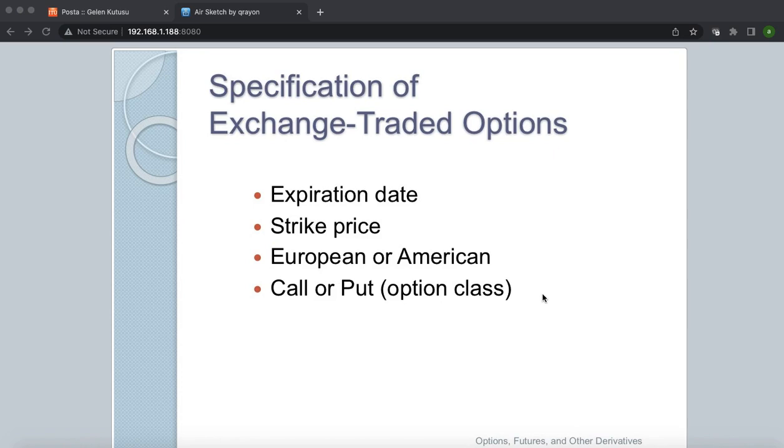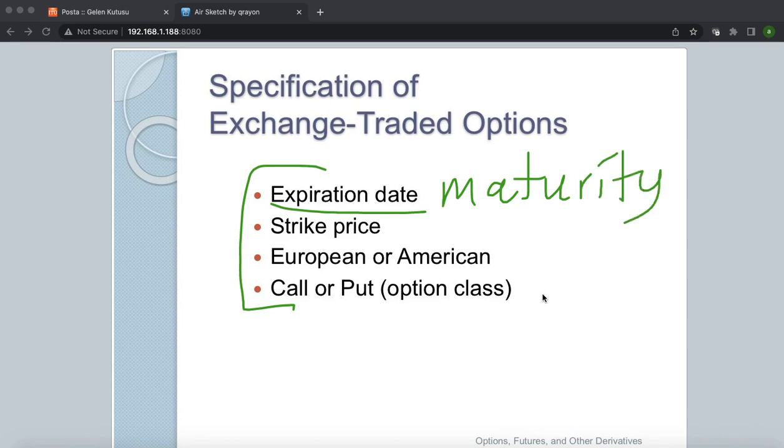In the specification of exchange traded options, there are various things that must be specified, such as the expiration, or the so-called maturity, which we can also call the exercise date. Then we have the strike price, which defines the price at which we can buy or sell the underlying asset. That's agreed on in the contract. It must also specify whether the option is European or American. This must be written on the contract. And the option class must be specified, whether it is a call option, where you have the right to buy this asset, or you have the right to sell this asset, as in the case of a put option.